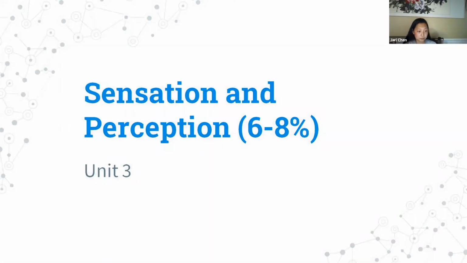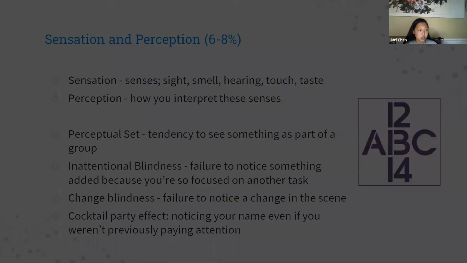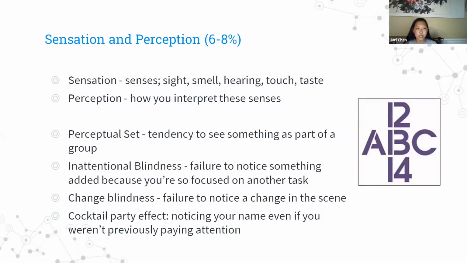Okay, next. The next unit is sensation and perception. So sensation is your senses, while perception is how your brain interprets these senses. So here are just some terms that will be used. One interesting one, which is shown in a picture on the right side, is the perceptual set. So it's a tendency to see something as a part of a group.